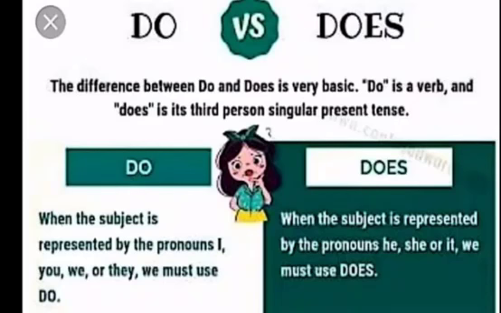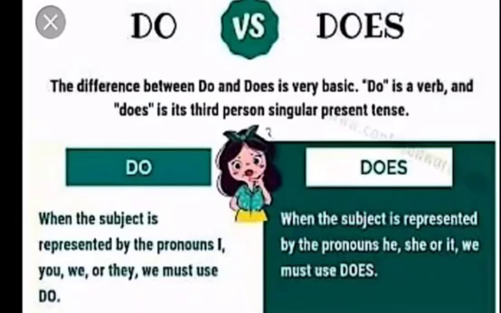Let us discuss the difference between do and does, where we can use them. The difference between do and does is very basic. Do is a verb, and does is its third person singular present tense. We can use both do and does as a present V1 form. According to the person, we should use do or does. We will discuss that.